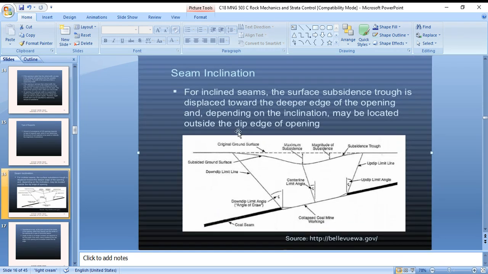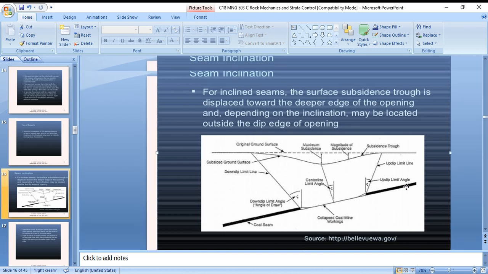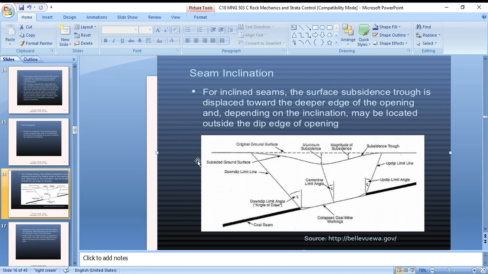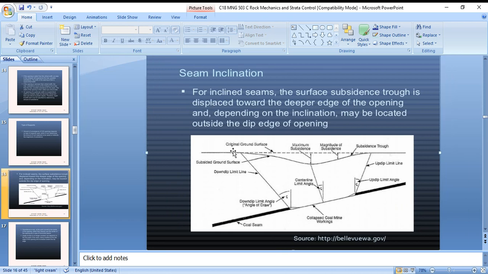So see, in the inclined seam, the surface subsidence trough is displaced towards the deeper edge of the opening. Depending on the inclination, the trough may be located outside the deep edge of the opening.